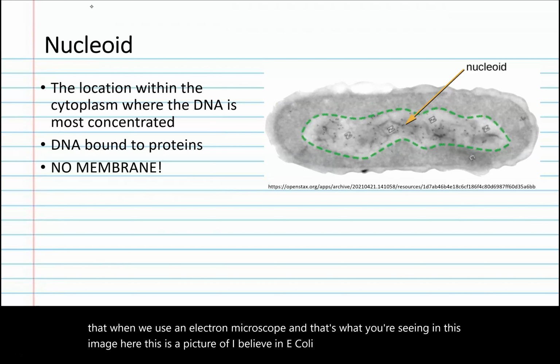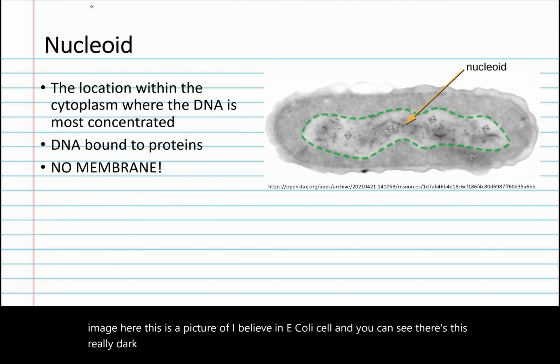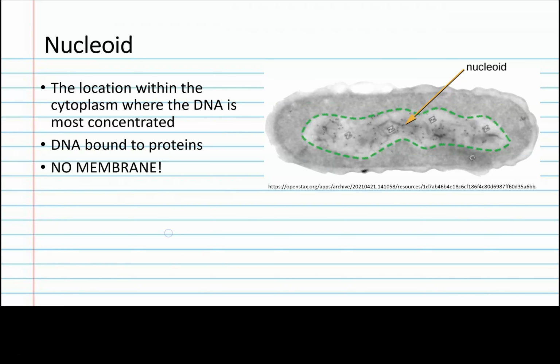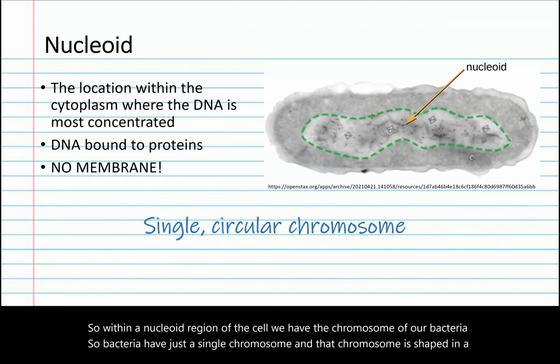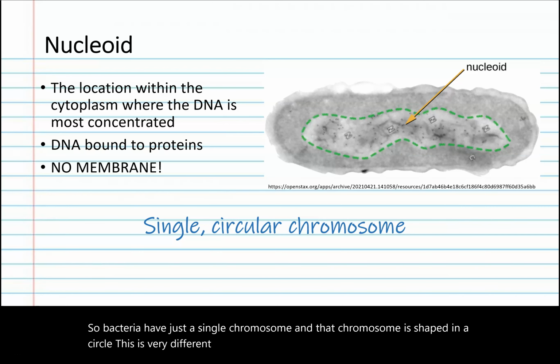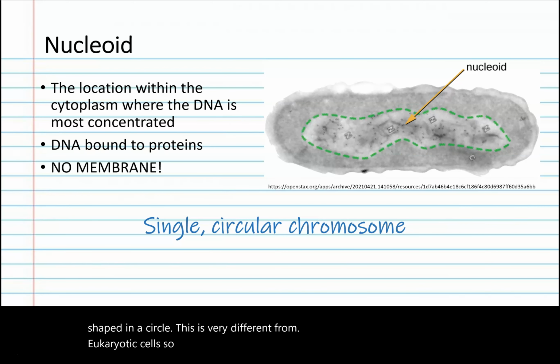And you can see there's this really dark staining region at the center of the cell. That is the nucleoid. So within the nucleoid region of the cell, we have the chromosome of our bacteria. So bacteria have just a single chromosome, and that chromosome is shaped in a circle. This is very different from eukaryotic cells. So eukaryotes usually have linear chromosomes where the DNA is just a continuous line.